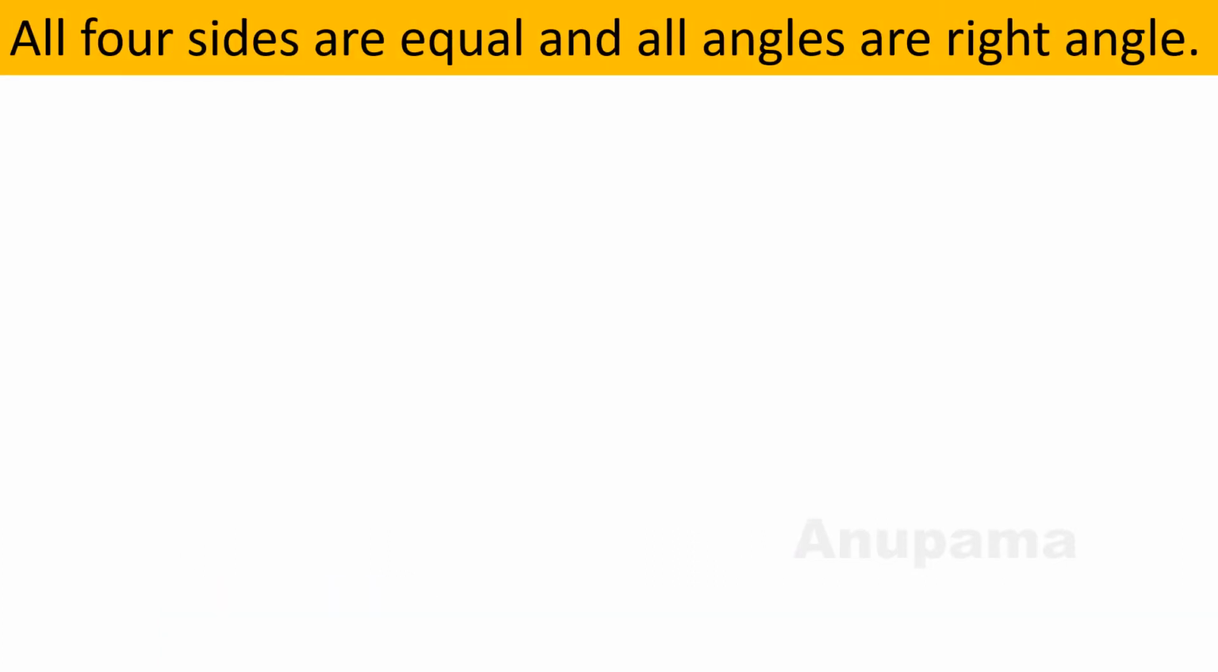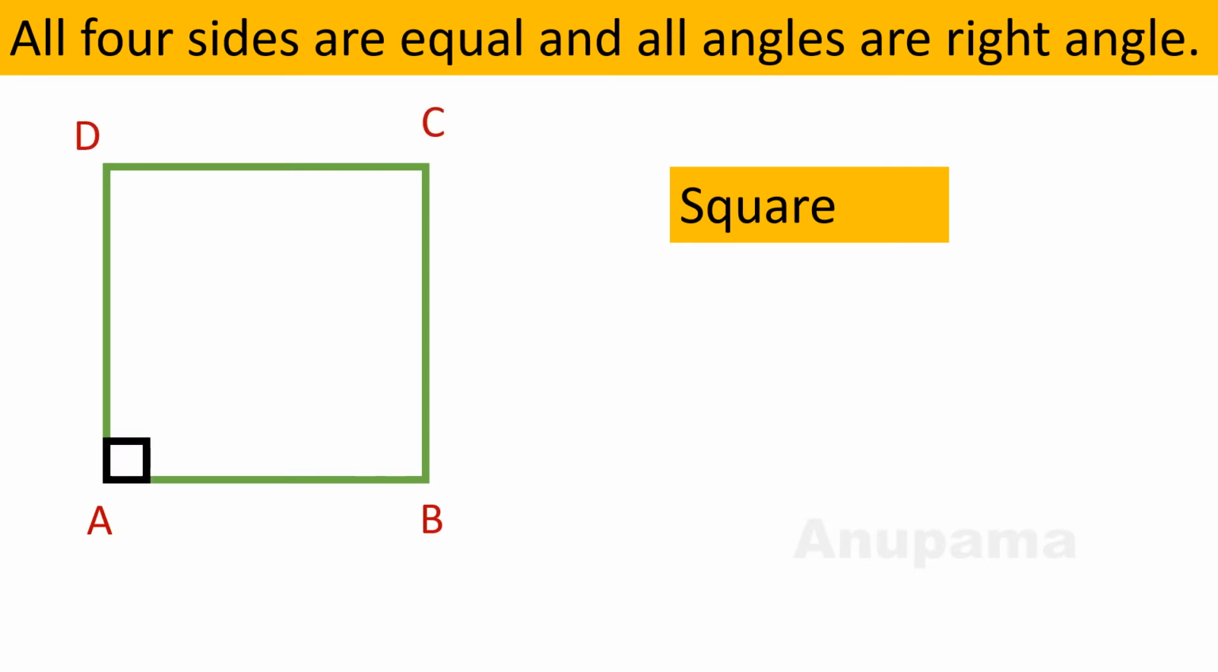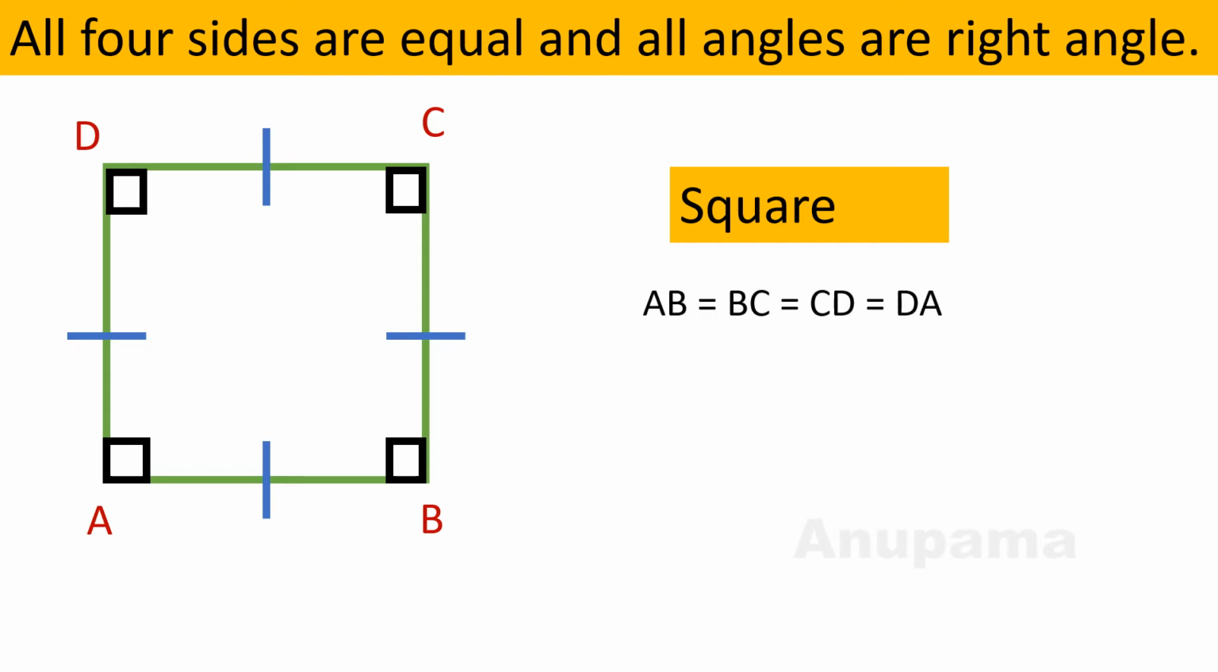Let us see the first basic quadrilateral, that is square. All four sides are equal and all the angles are right angles in a square. Just see here. This is A, B, C, D. And these are right angles of 90 degrees. Angle A, angle B, angle C, angle D, all are right angles and all four sides are equal. So we can say that AB equals BC equals CD equals DA in a square.